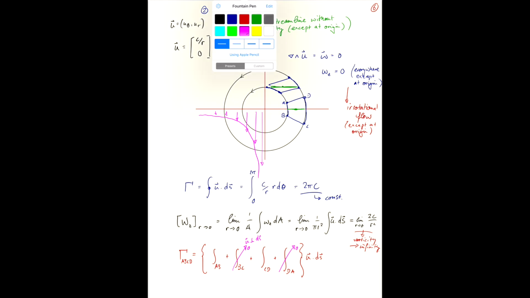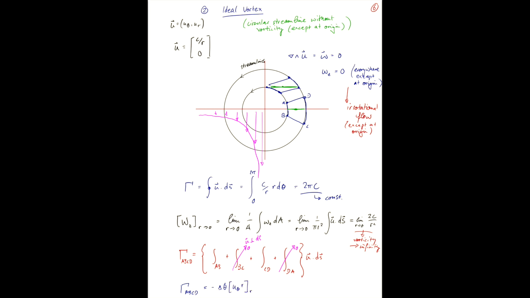So in that case gamma ABCD is simply minus delta theta u theta r at distance r plus delta theta u theta r at r plus delta r, and that is just 0. So as a result, there's no circulation. And we already knew that since omega z is 0.